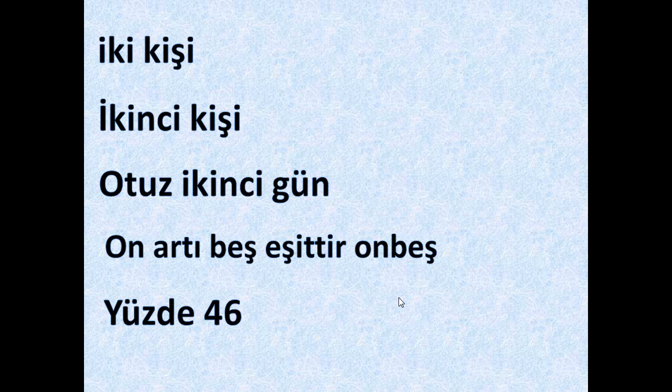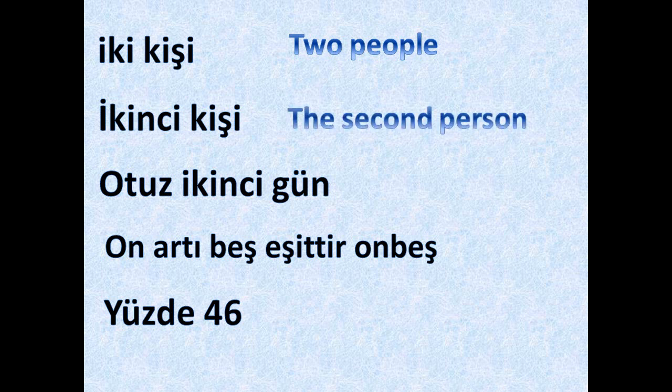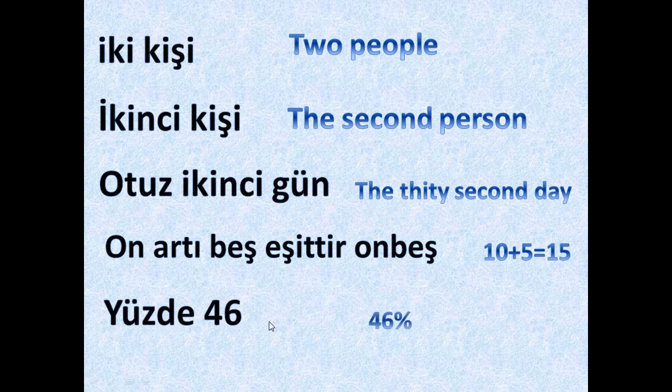Here we have some examples of how we use the numbers in a sentence. Okay, we have iki kişi, two people. İkinci kişi, the second person. So here we have iki and ikinci. 32nd gün, it means the 32nd day. And here we have 10 artı 5 eşittir 15. This is how we read these kind of sums. And yüzde 46 is 46%.